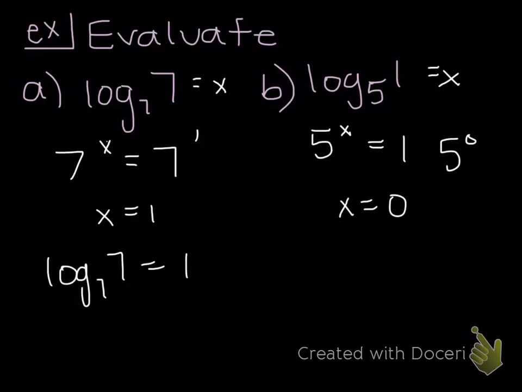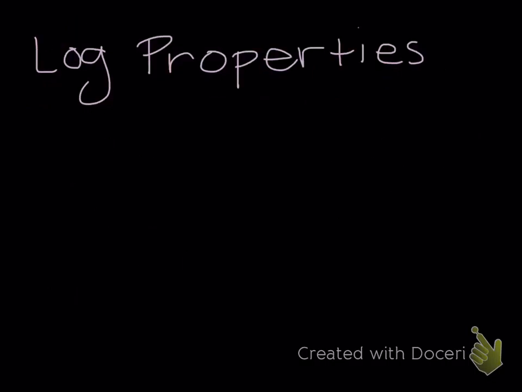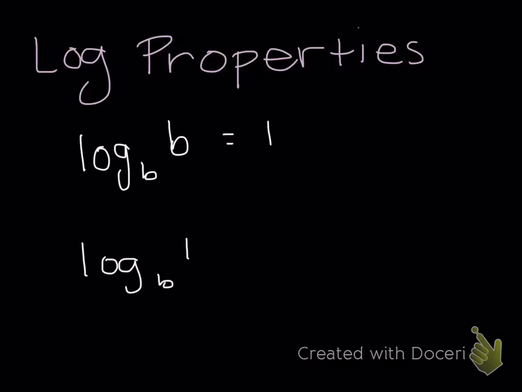So to formulate these two, these are special properties about logs. If my base and my argument are the same, it will always equal 1. And if my argument is 1, it will always equal 0. So those are just two properties about them. Now we're going to discuss two more properties.